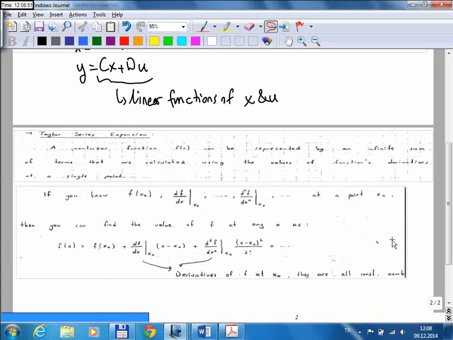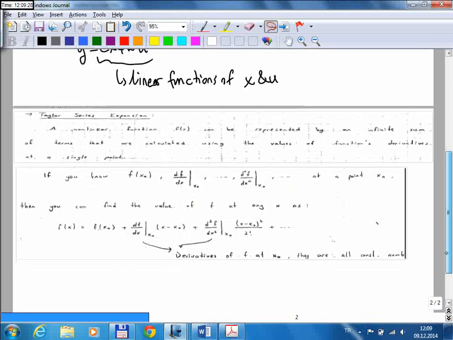Okay, so let's say you have a nonlinear function f of x, and you know the value of the function and the value of its derivatives at a constant point. Okay, so let's say there's a point x0, and at that point x0 you have the values of all these quantities: the value of the function itself, the value of its first derivative there, its second derivative, third derivative, nth derivative, and all the derivatives up to infinity. And you only need to know these values at one point.